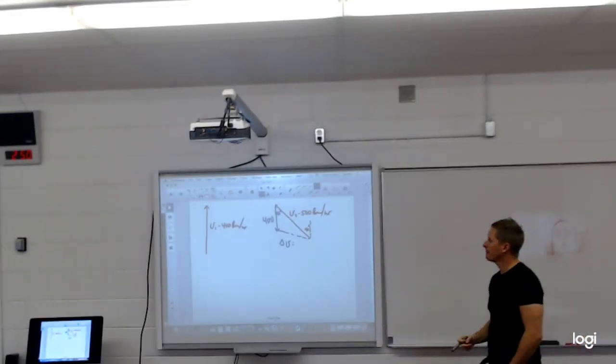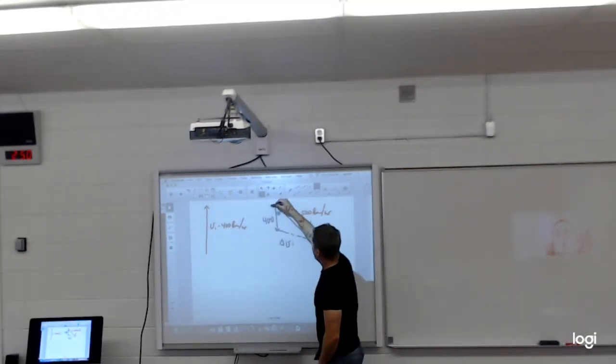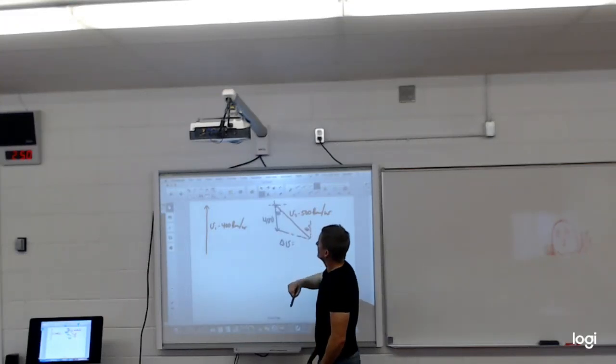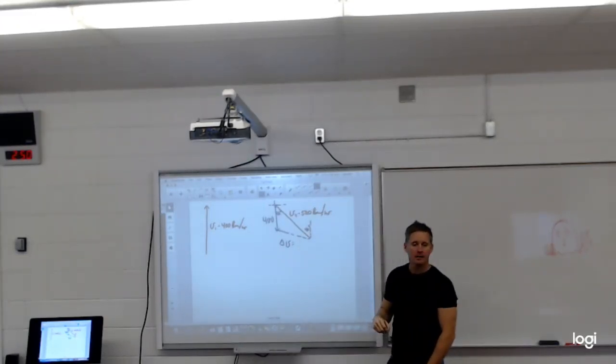How come that's not 90 there? This is 90 right here. This is 40 there though. It's the angle between them. Does that make sense to you? Yeah. Okay.